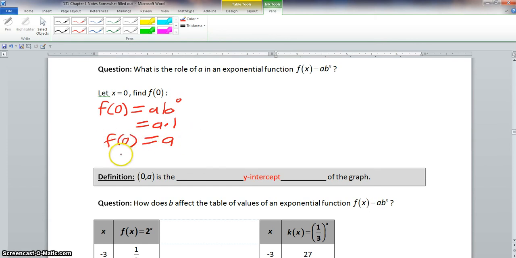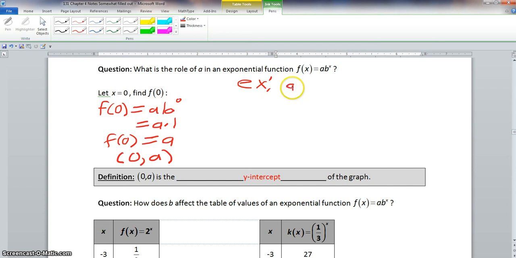Now if we wrote this as an ordered pair, we know that this 0 would represent x and a would represent your y value. So this right here gives us the y-intercept. So the definition: 0 comma a is the y-intercept of the graph. So when we're asked what does a give us, a basically tells us what the y-intercept is. Now we could use a couple other examples.